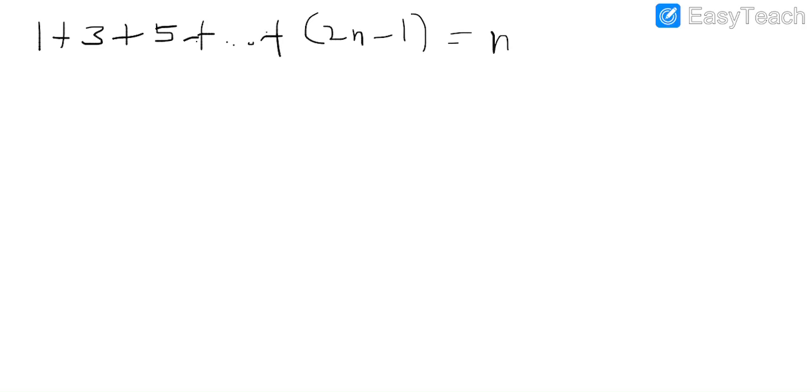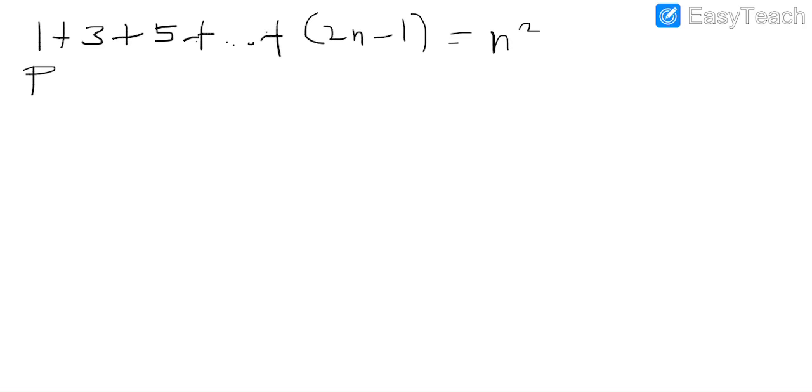Okay, so let's have another example of the principle of mathematical induction. Suppose that you will prove the statement 1 plus 3 plus 5 plus dot dot dot plus 2n minus 1 is equal to n squared. Now we will show that the left side of this equation is equal to the right side.